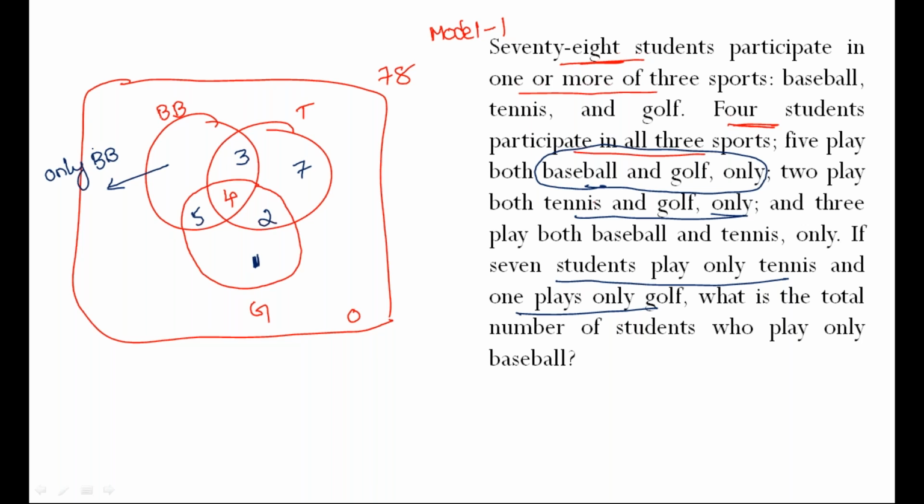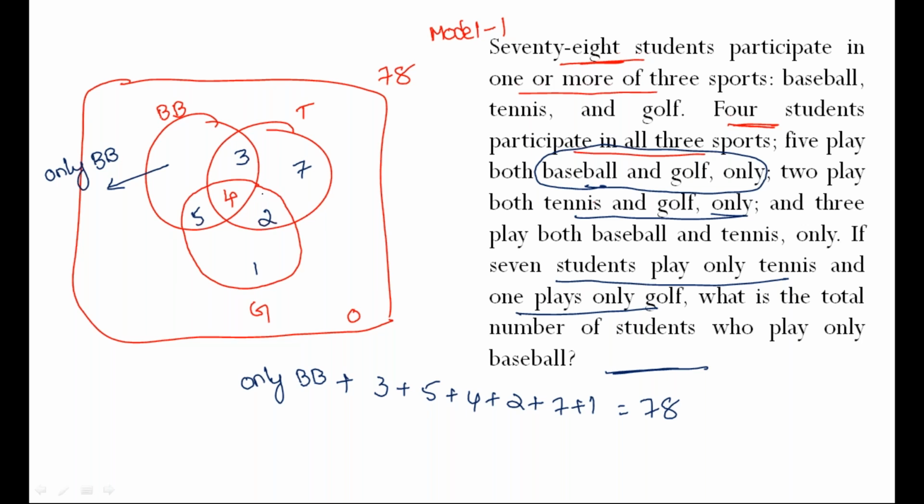My dear friends, when this is an only case, there is no need to use your formula n of A union B union C is n of A plus n of B plus n of C minus. No. This is like adding the areas. Only baseball I don't know, this is the only baseball area. But if you add only baseball plus all the remaining, we should get the total. There are some questions with a numeric type, that's why I am mentioning the blank. If you add all this, we should get 78.